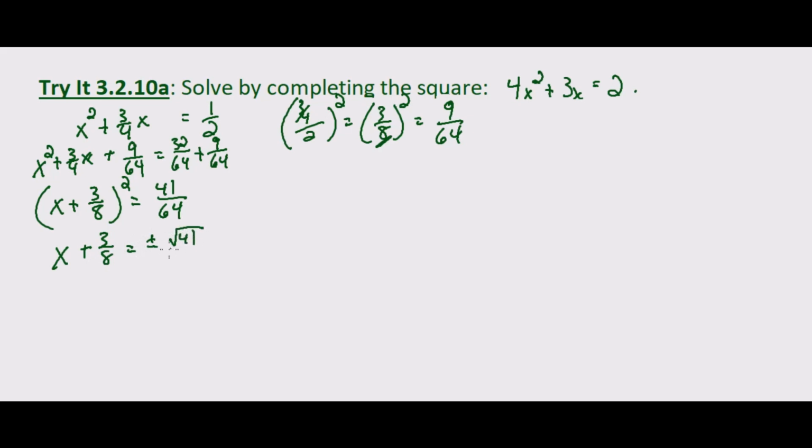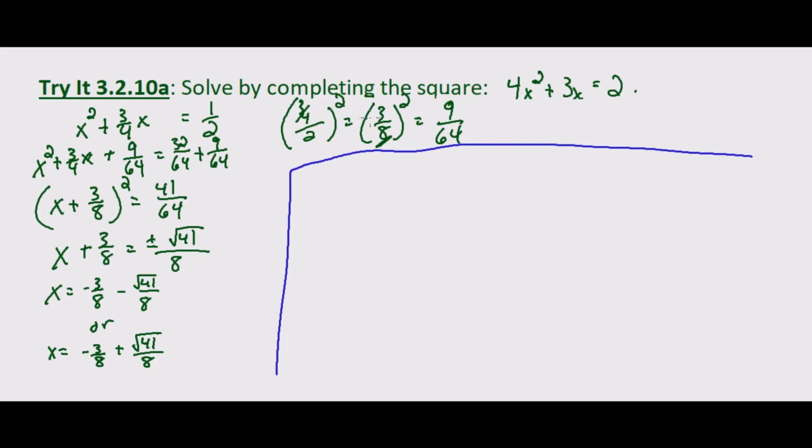root of 41 over the square root of 64, which is just 8. So x equals negative 3/8 minus the square root of 41 over 8, or x equals negative 3/8 plus the square root of 41 over 8. And we could put those over the common denominator of 8 as well. So let's go ahead and check our solutions.